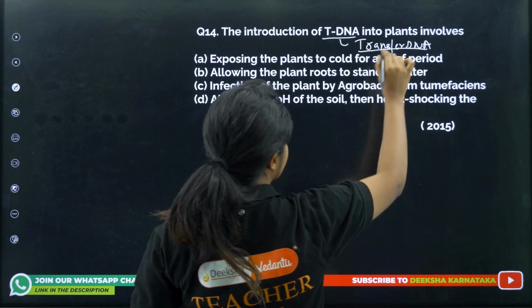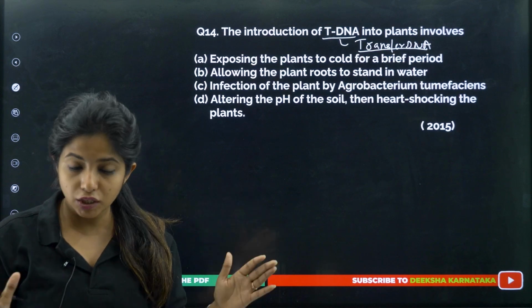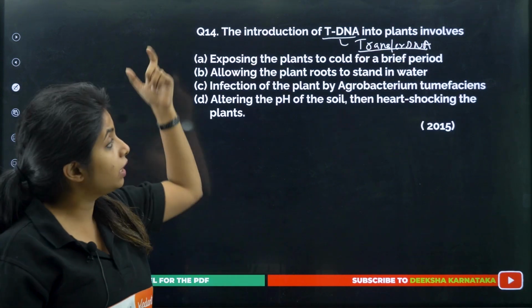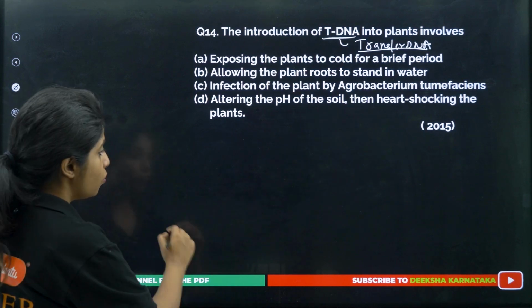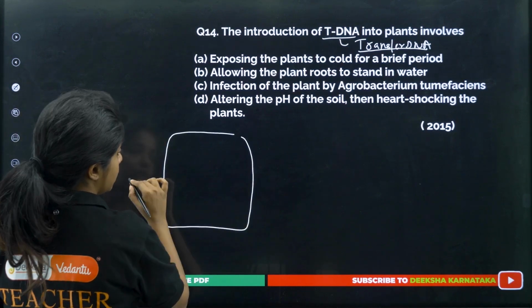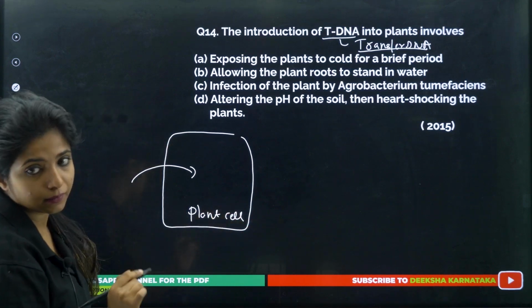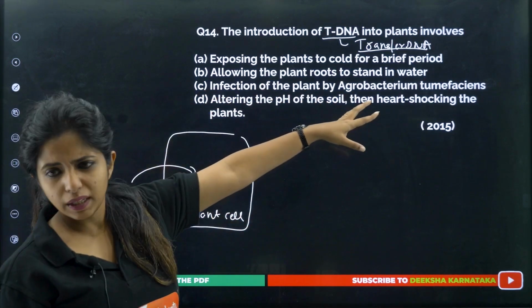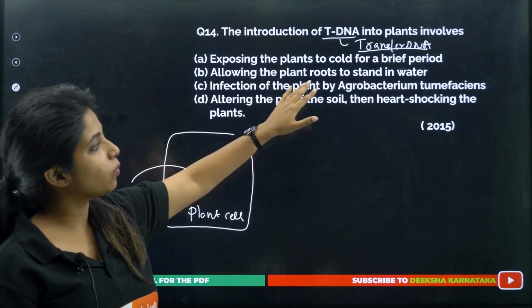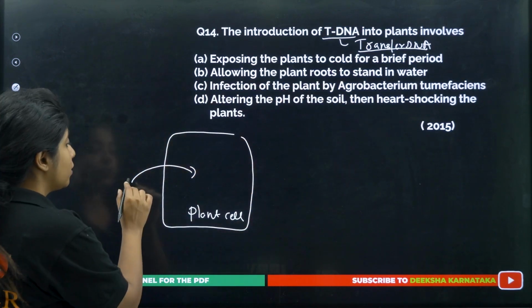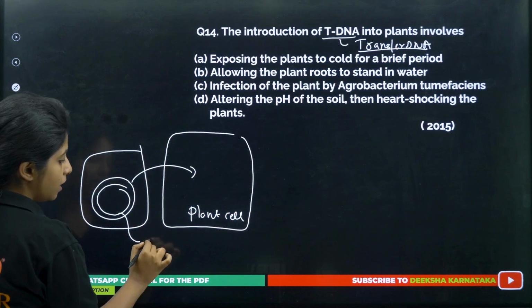A little brief about it. Transfer DNA is found in Agrobacterium tumefaciens. So, introduction of transfer DNA into the plants involves, and if I want to put this transfer DNA into the plant cell, then what has to be done? Exposing the plants to cold for a brief period, allowing the plant roots to stand in water, infection of the plant by Agrobacterium tumefaciens, because Agrobacterium tumefaciens, children, has the plasmid which is known as TI plasmid.